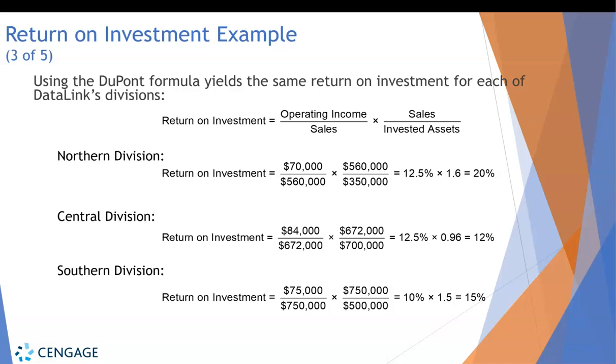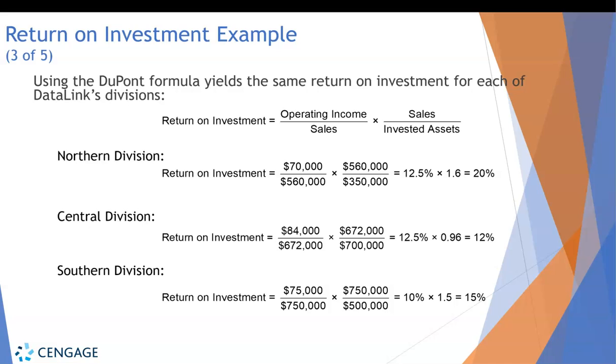Here, the northern and central divisions have the same profit margins. They're at 12.5%. But the northern division's investment turnover of 1.6 is larger than that of the central division's turnover of 0.96. So by using the invested assets a little more efficiently, the northern division's return on investment, as you see, is now 20%. It's 8 percentage points higher than the central division's return on investment of 12%.